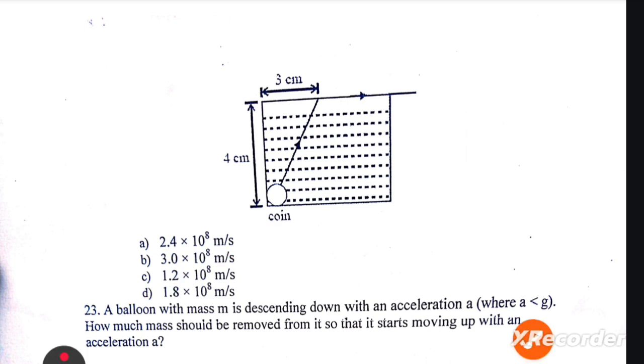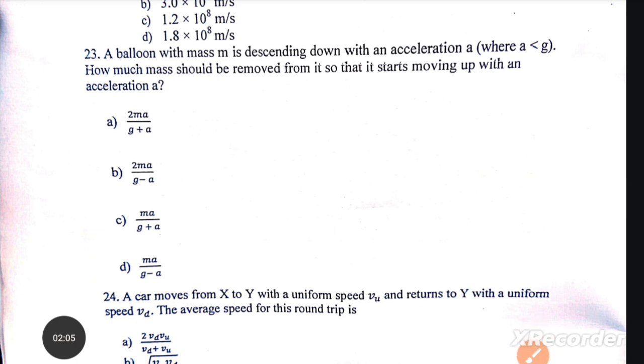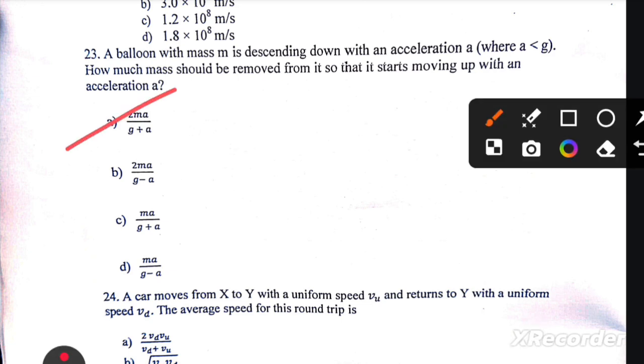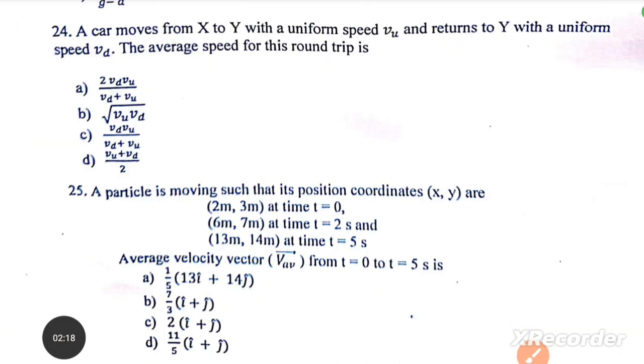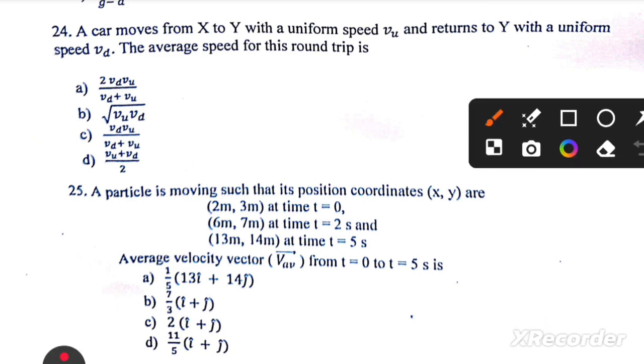Next question. A balloon with mass m is descending down with the acceleration a. How much mass should be removed from it so it start moving with an acceleration a? 2 ma upon g plus a. Next question. A car moves from x to y with a uniform speed vu and returns to y with a uniform speed vd. The average speed of the round trip is. Correct answer आपका option A.